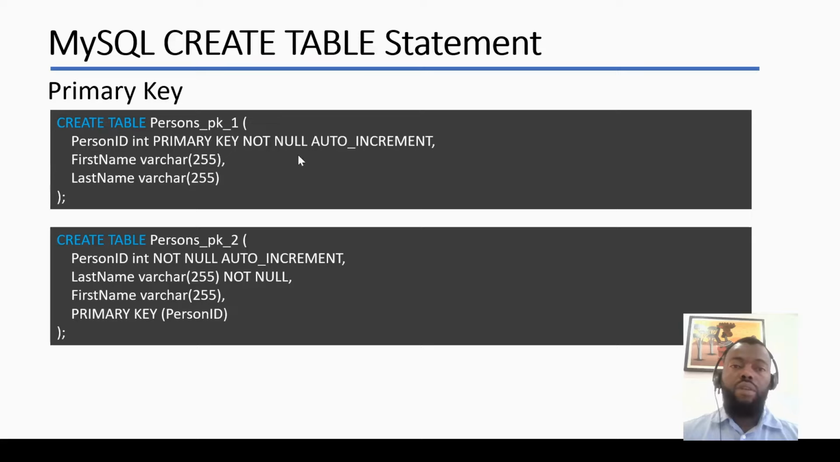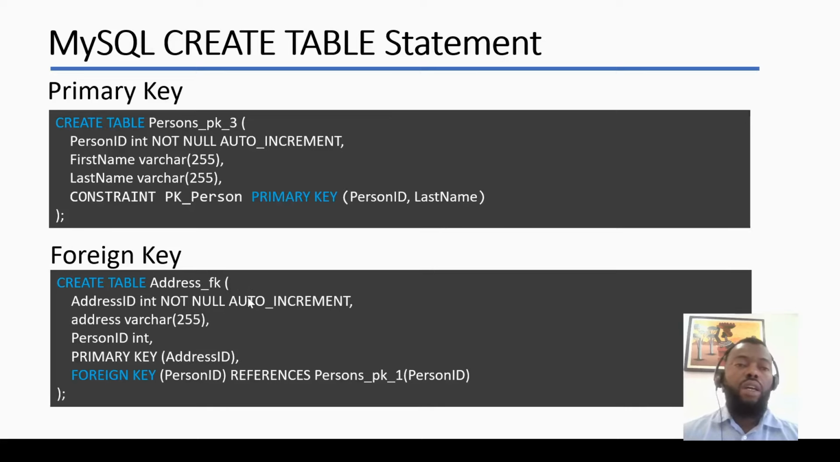So this relationship can be one to many. This is one way of creating a primary key, and we have a second way, where we only define the column, the data type, and how the number will be. And lastly, we define which is the primary key. This way of defining a primary key allows us to have multiple columns as the primary key, as we can see here, where we have person ID and last name as the primary key.